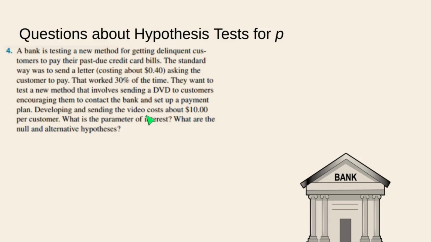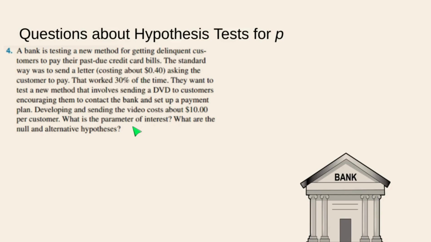Developing and sending the video costs about $10, which is a lot more than 40 cents a person, and that is going to be important later. Per customer, what is the parameter of interest? What are the null and alternative hypotheses? Feel free to pause the video, try this one on your own, and unpause when you are ready to see an answer. All right, I'll assume we're ready to continue.